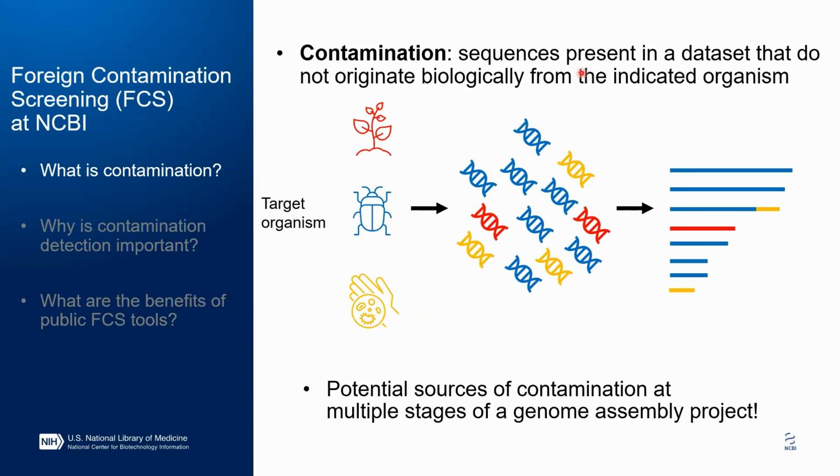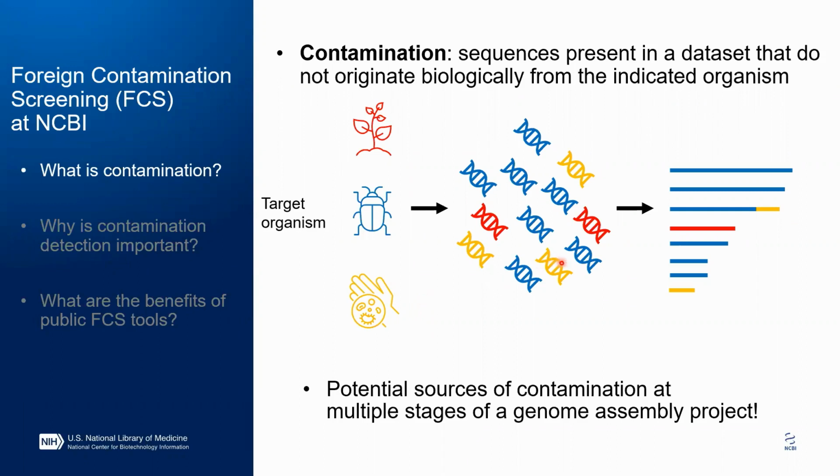We define contamination as sequences present in a data set that do not originate biologically from the indicated organism. Contamination can occur at many steps in the genome assembly process, starting from the initial DNA extraction all the way to data submission. And there are multiple potential sources of contamination in a genome sequencing project. In the example of an insect genome, there could be contamination from its host plant and bacterial contamination from endosymbionts or introduced during lab sample preparation.